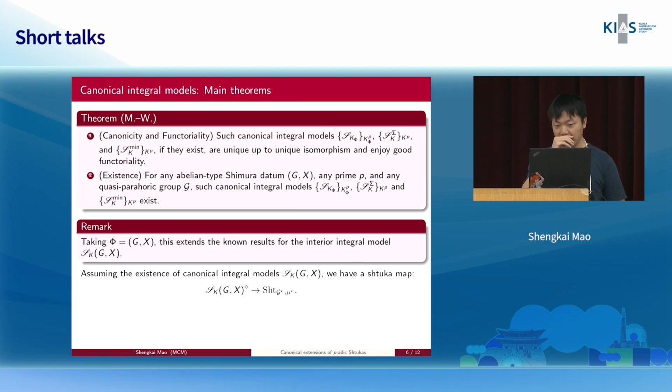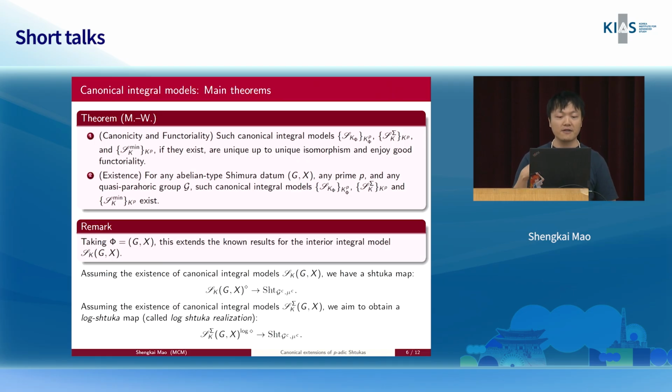Given the existence of canonical integral models, Pappas-Rapoport said there is a shtuka map. This is included in the axioms. Now, given canonical integral models of toroidal compactifications, we also aim to obtain a log map, a log shtuka map. So we construct that as a consequence of the canonical integral model instead of an axiom. I will now introduce the definition of log diamond and log shtuka.